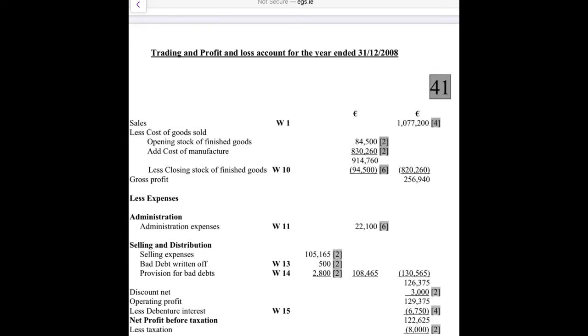That's meaning the cost of the tables that we sold was 820,260 euro. So this figure here, and you're taking that from your sales. So we got 1,077,200 euro for selling them, but it cost us 820,260 euro, which means we're left with a gross profit, a profit before all the other expenses, of 256,940 euro.